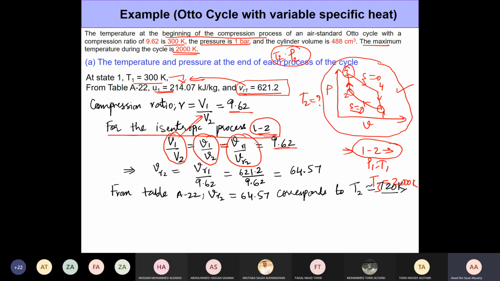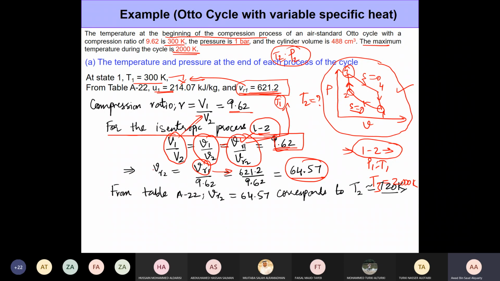Now, if you recall, I already said that VR1 is only a function of temperature at state 1, only a function of T1. And we already found it from table A22. So we have the value of VR1, and we have the ratio of VR1 by VR2, which is 9.62. We can easily plug in these numbers and determine VR2. VR2 would simply be VR1 by 9.62. VR1 is 621.2 as we found from the table. So VR2 is 64.57.